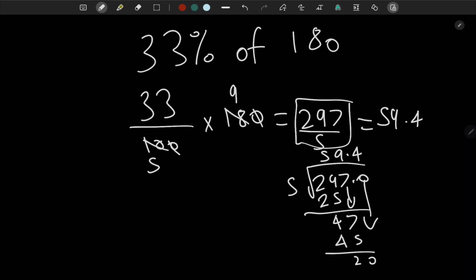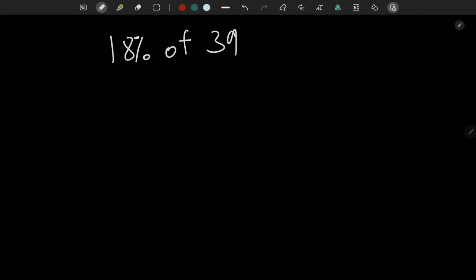Now again, if you don't have a calculator, you can do long division, and when you reach the point where you have a 2 remaining, you can add an imaginary 0 and add a decimal point in your answer, and you will get 59.4. So you can pause the video and try to do this yourself.